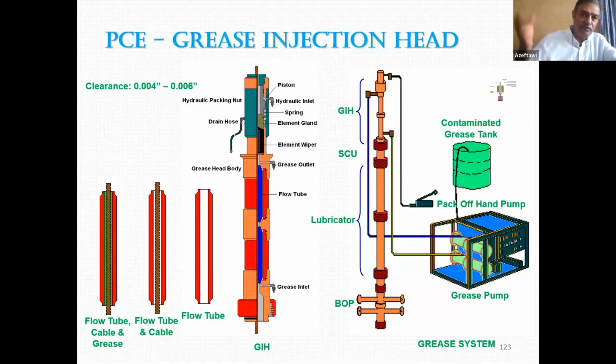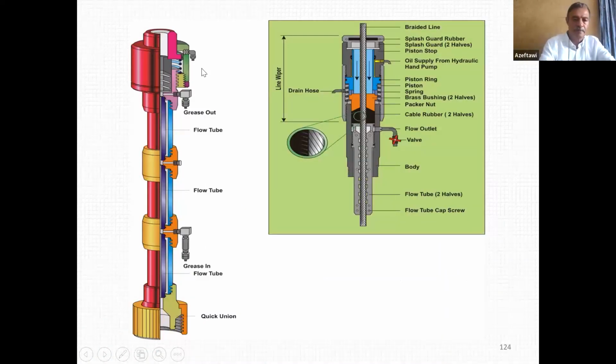To also reduce the volume of grease going down, in this regard, let's have another view of the flow tube. Here we have the flow tube. This is the grease injection head. You will notice that here we have 1, 2, 3 flow tubes. And one of them, the lowest one here, is below the grease inlet, which is at the bottom.